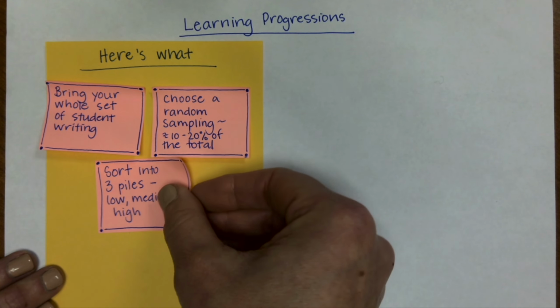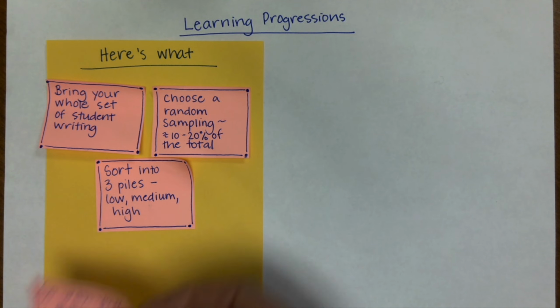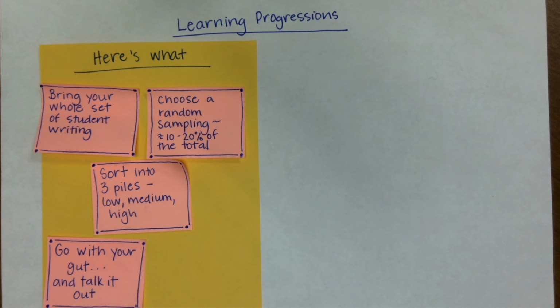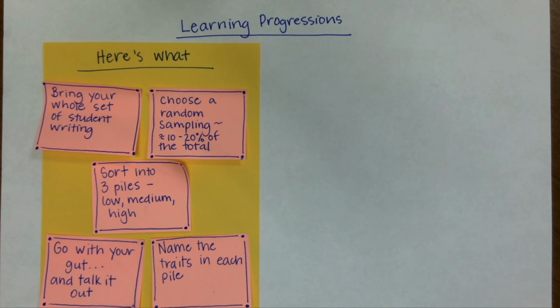Once you have that 10 to 20%, sort it into 3 piles: low, medium, and high. As you're doing this sorting, go with your gut and also talk it out with your colleagues. It's really helpful to hear how other people would rate things. Once you have your piles sorted, then name the traits that you recognize in each of the piles.